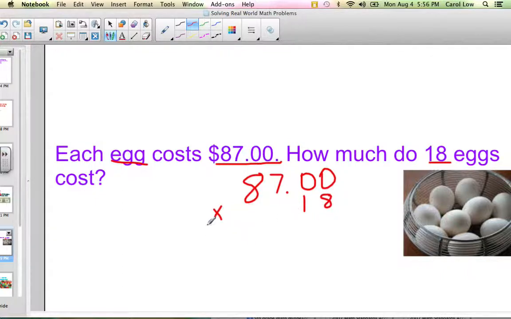So I'm going to do this. I'm going to do it the traditional way. 8 times 0 is 0. 8 times 0 is 0. 8 times 7 is 56, and I'm going to carry that 5. 8 times 8 is 64, plus 5 is 69. And then I'm no longer multiplying by the ones, I'm multiplying by the tens, so I have to put a 0 here. 1 times 0 is 0. 1 times 0 is 0. 1 times 7 is 7. 1 times 8 is 8.